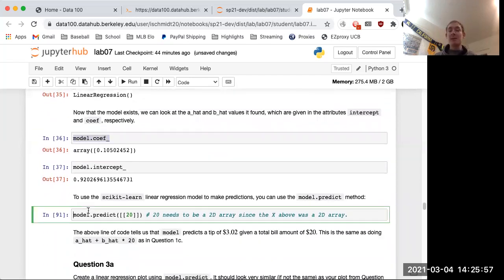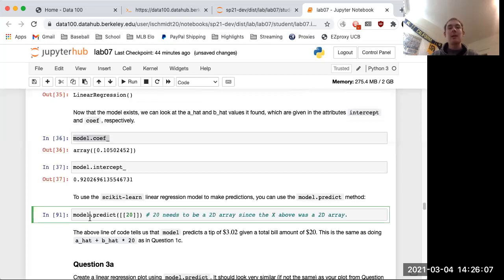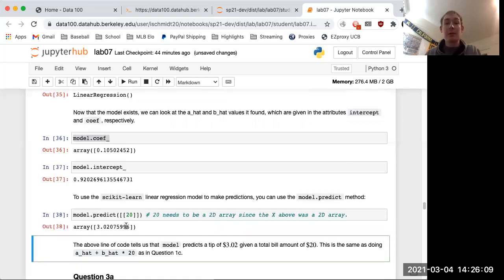If we want to predict, we can use the model's predict function. We don't literally have to write 20 times model.coef_. We don't have to do that. We can just call model.predict. And it'll predict 3.02 for $20. So if our bill is $20, scikit-learn predicts $3.02, just like we saw way back in question 1.